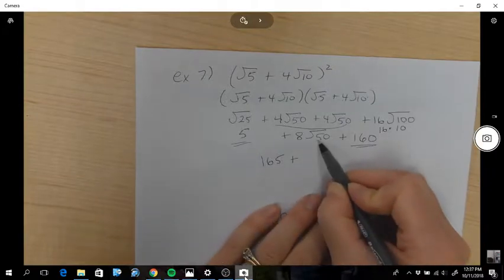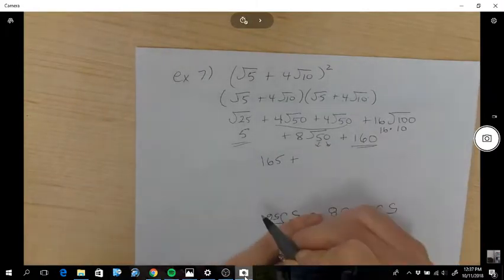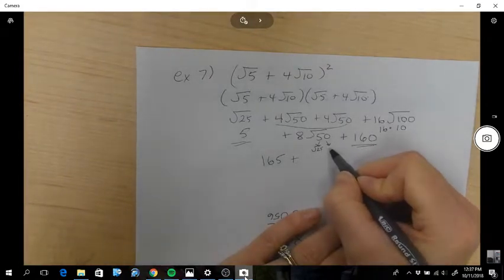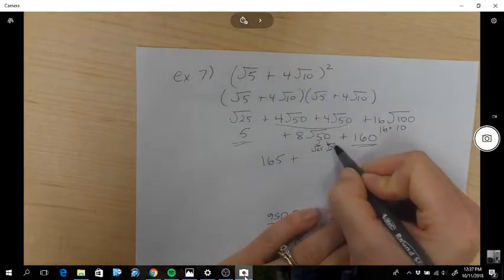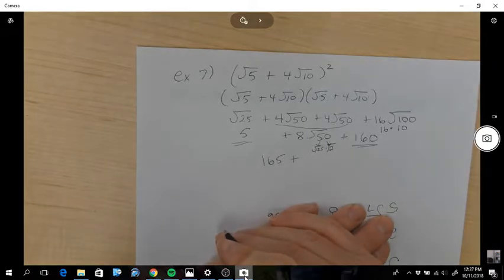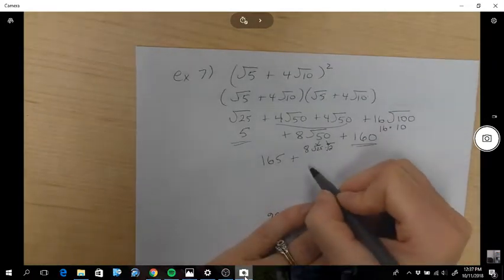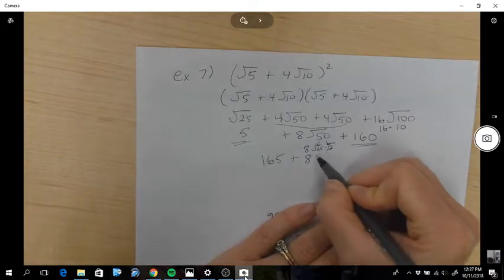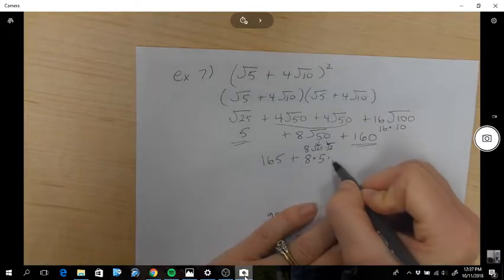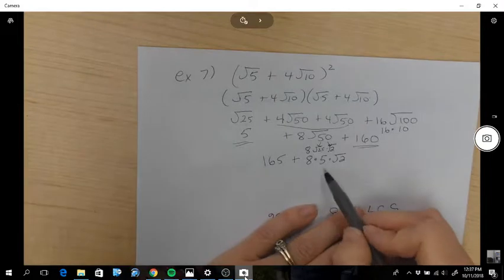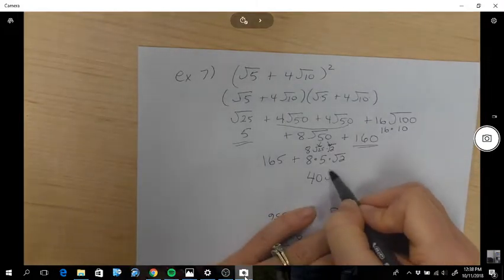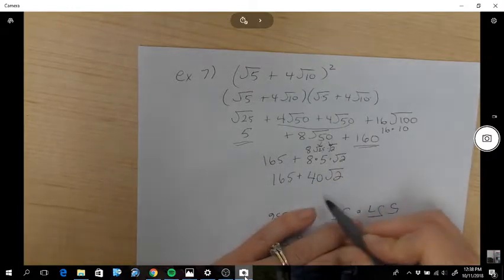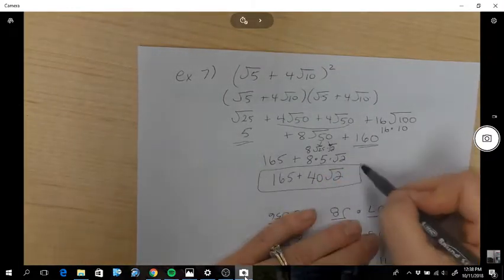Now I also see this. Root 50 can break down. Root 25 times 2, root 2. Don't forget about the 8. Now this root 25 can change into a 5. So this would become 40 root 2. And that's your final answer.